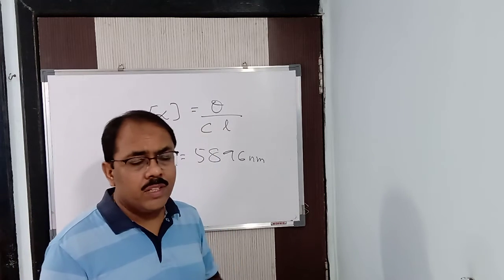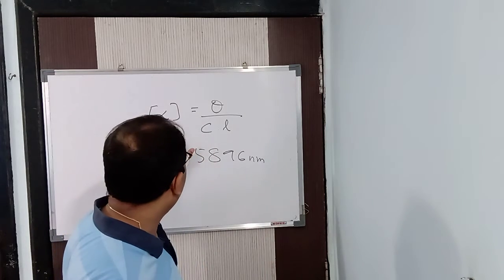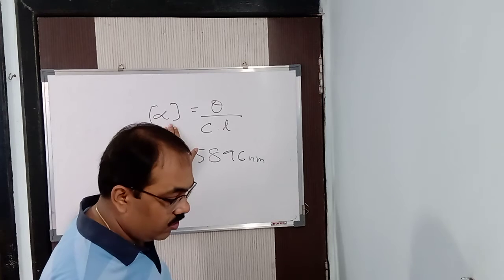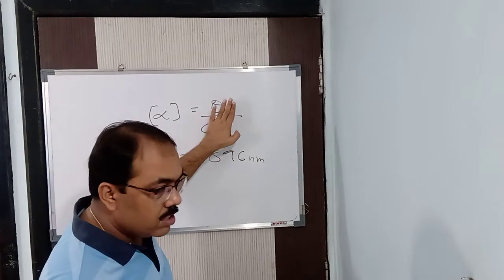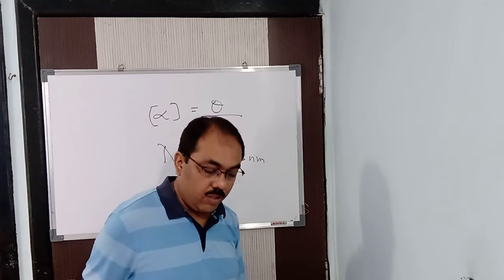So in this way we measure it. This is nothing but the specific rotation, and this is called the angle of specific rotation. Clear? We measure it, and whichever is unknown, we can find it out.